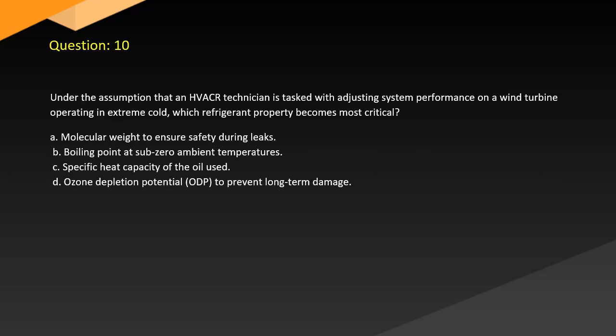Question 10. Under the assumption that an HVACR technician is tasked with adjusting system performance on a wind turbine operating in extreme cold, which refrigerant property becomes most critical? A. Molecular weight to ensure safety during leaks. B. Boiling point at sub-zero ambient temperatures. C. Specific heat capacity of the oil used. D. Ozone depletion potential to prevent long-term damage.